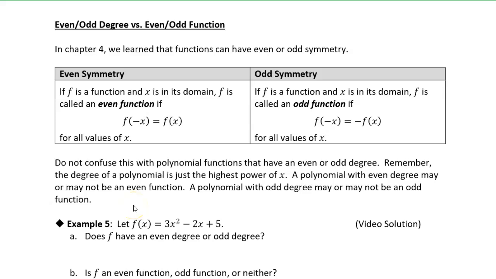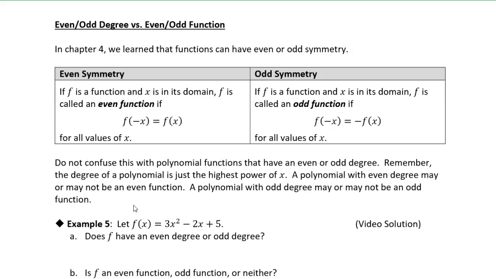All right, one last thing I want to cover, which includes a little bit of a review from a previous chapter, chapter 4. In chapter 4, we talked about functions that have even or odd symmetry. And if they had even symmetry, we said they were even functions. If they had odd symmetry, we said they were odd functions.